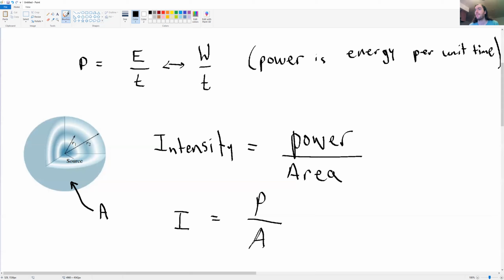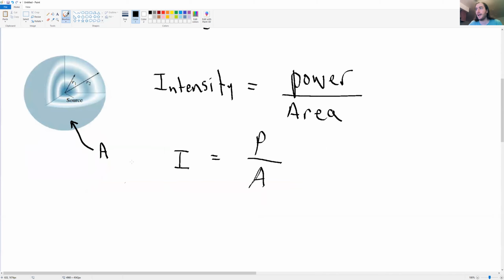Okay. So this idea of power over area. More often than not, the area in question here will be a spherical area, so 4 pi r squared. Most often, area will be 4 pi r squared.